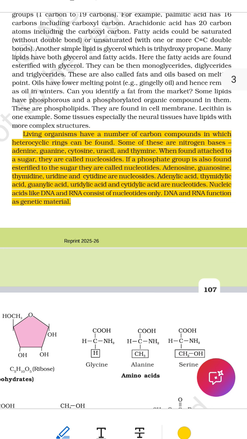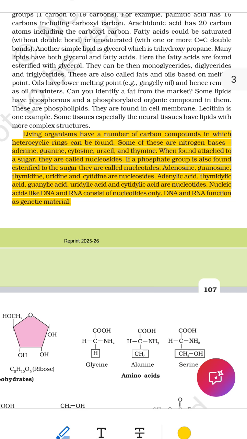plus sugar, uridine. 5. Nucleosides add phosphate to make nucleotides. If a phosphate group is also attached to the sugar at the 5' carbon of the sugar, the nucleoside becomes a nucleotide. Nucleotides are like the complete building blocks of DNA and RNA.